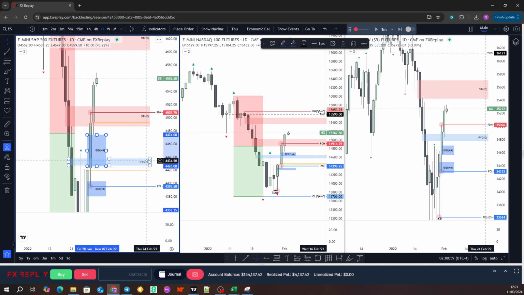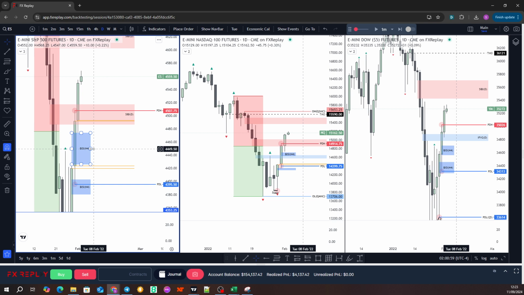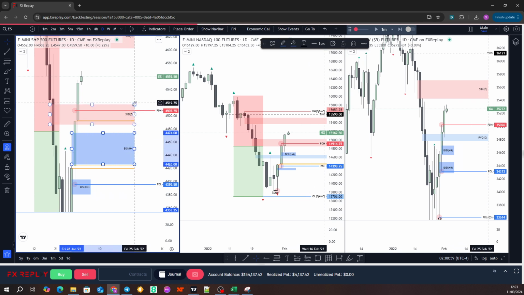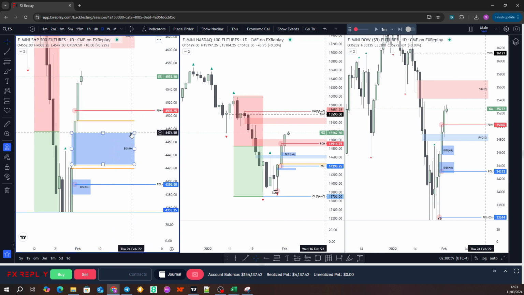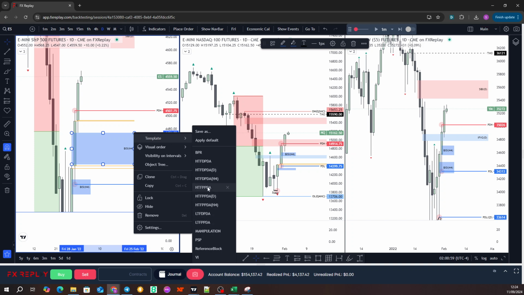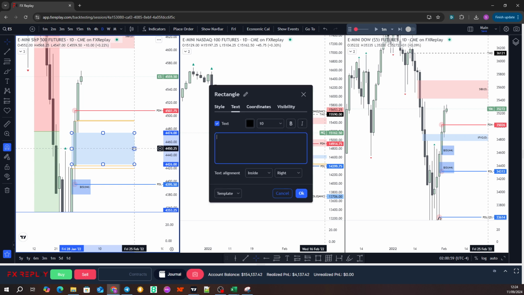I'm going to get rid of the inversion. I'm not a massive fan of inversions, but they are useful if they are identified correctly. Get rid of that. Okay, so we want that.